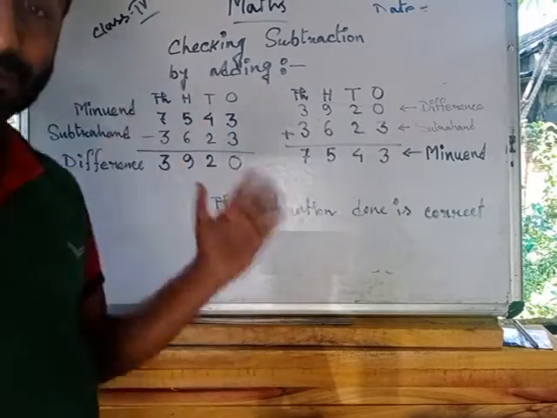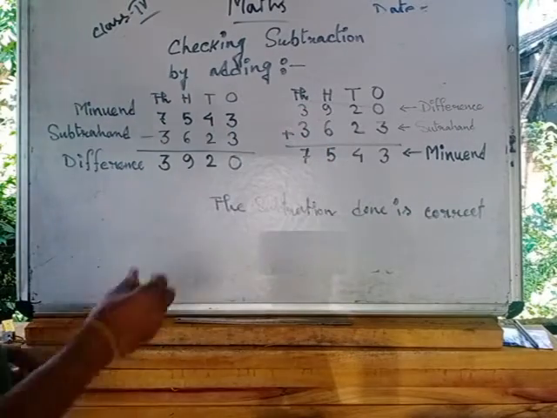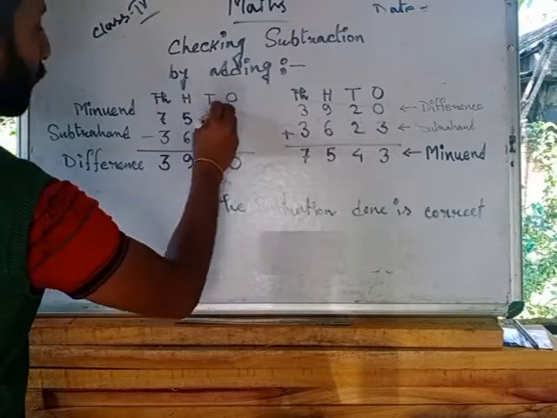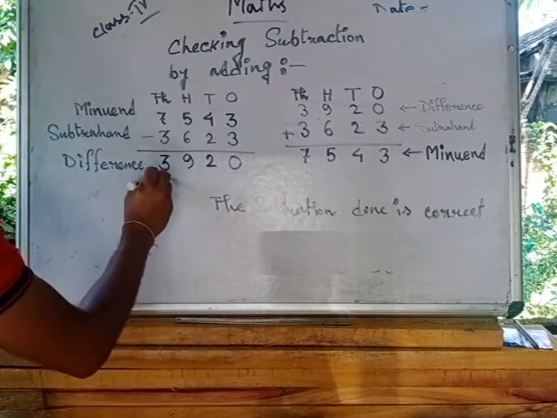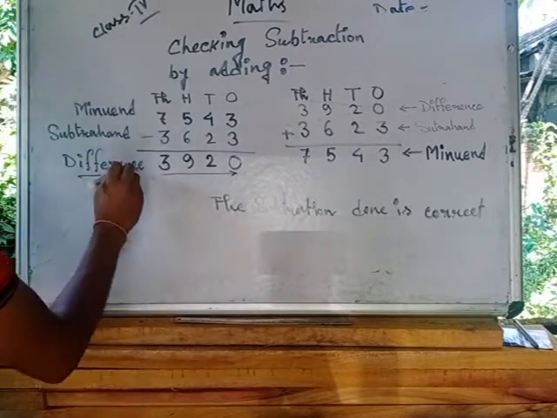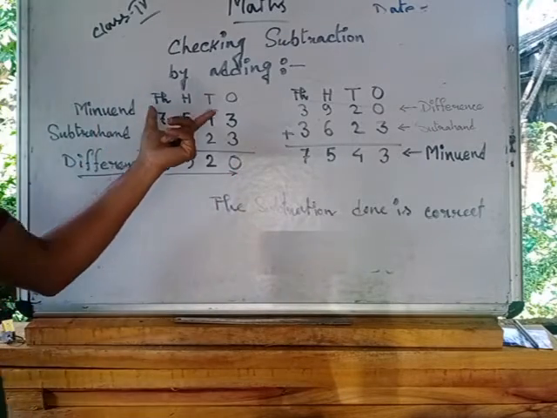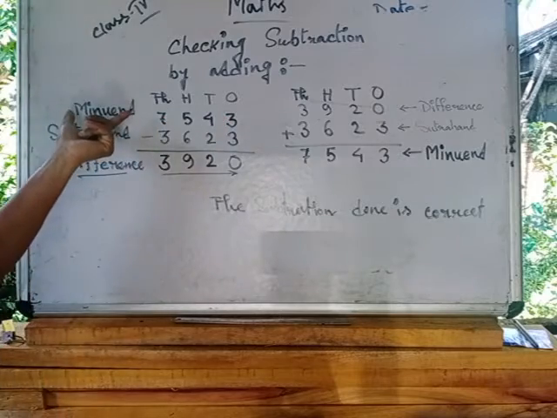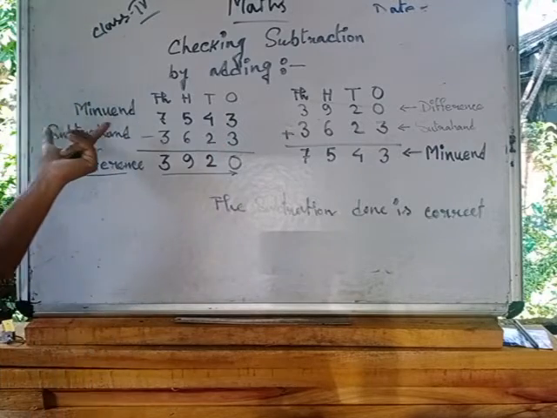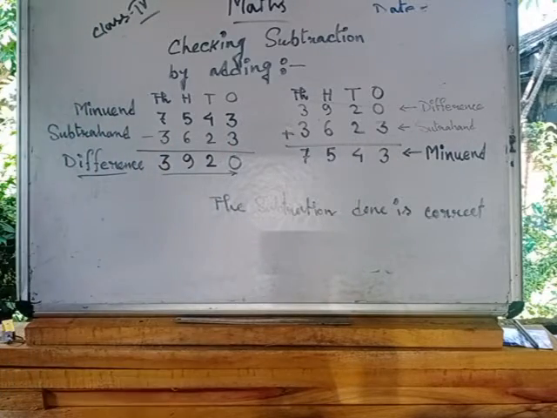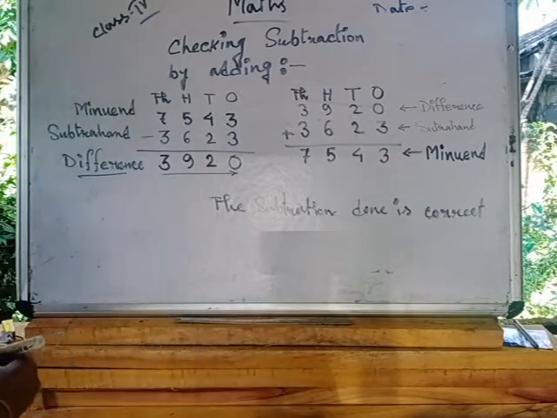We can check subtraction by addition, okay. This one is called minuend, this one is called subtrahend, this one is called difference. The result of subtraction is called the difference. The number from which you should subtract is called the minuend. The number which you have to subtract is called the subtrahend.